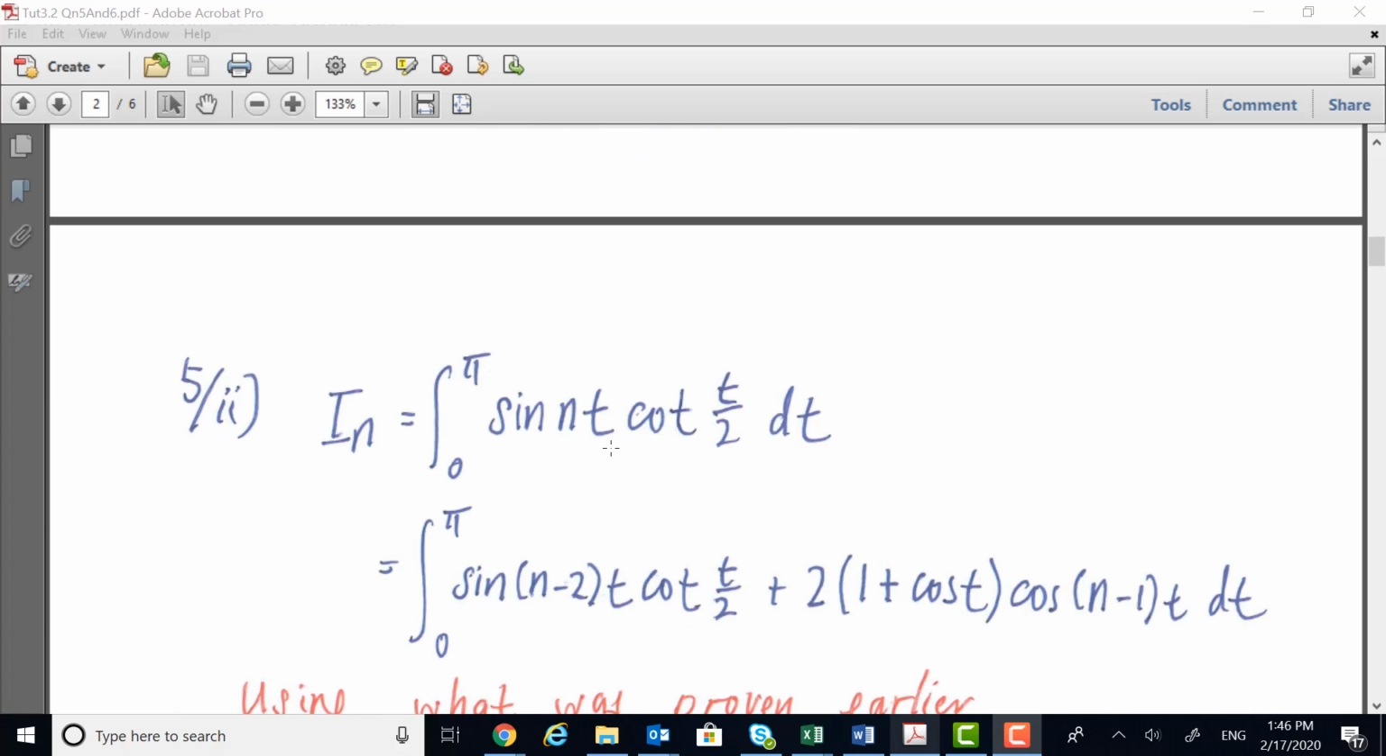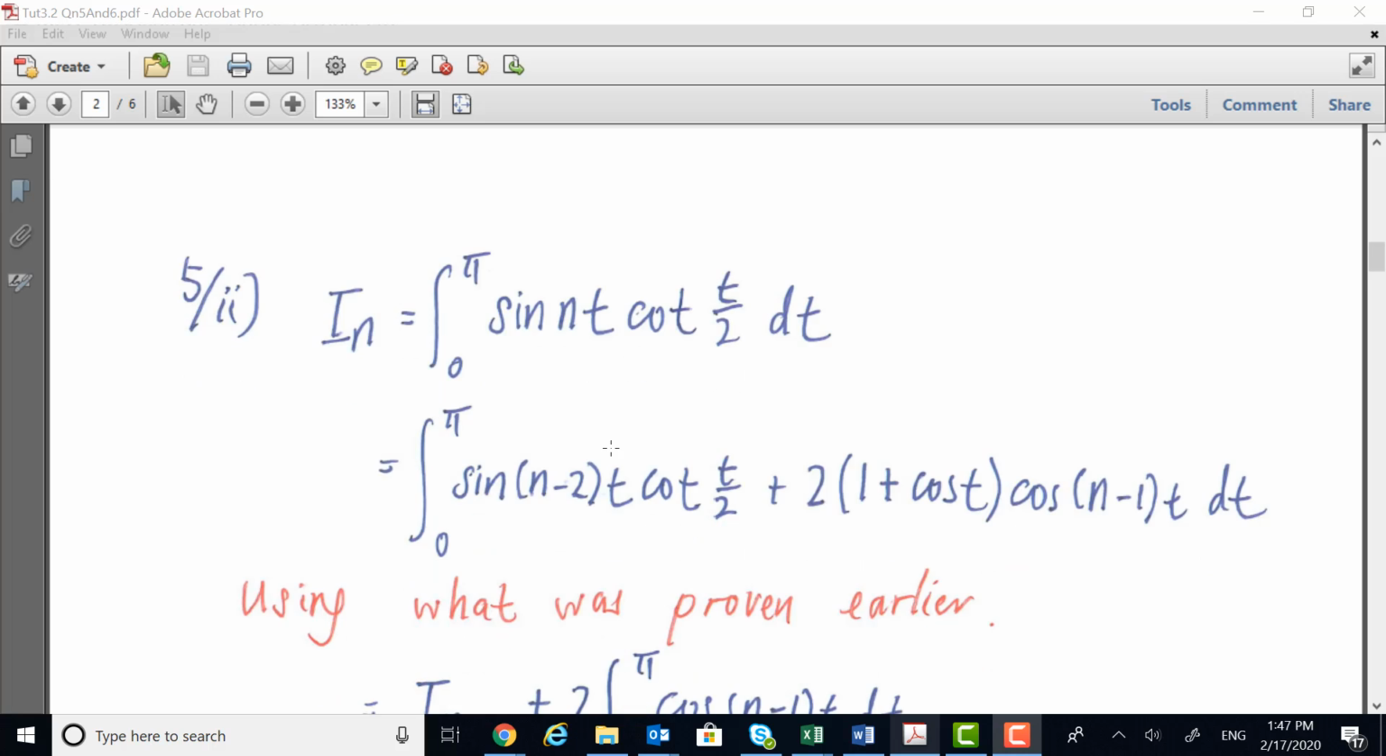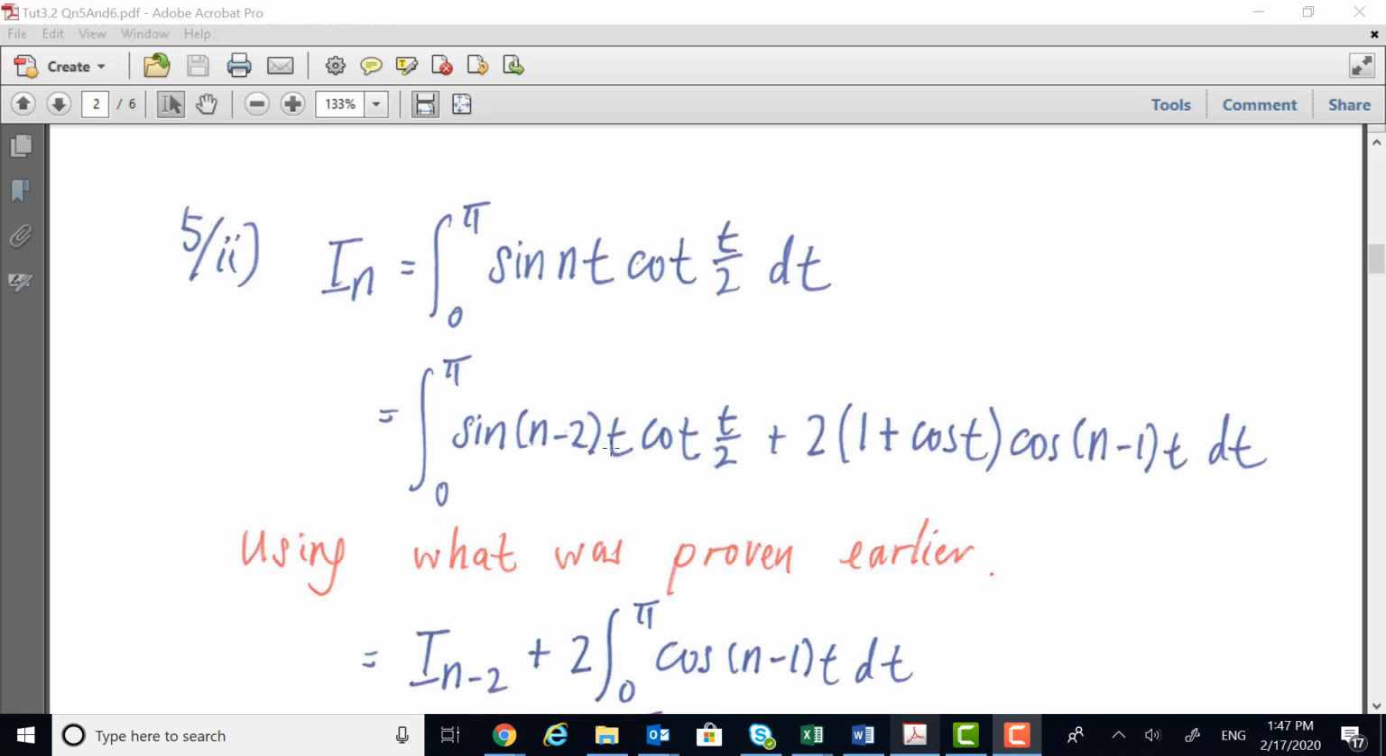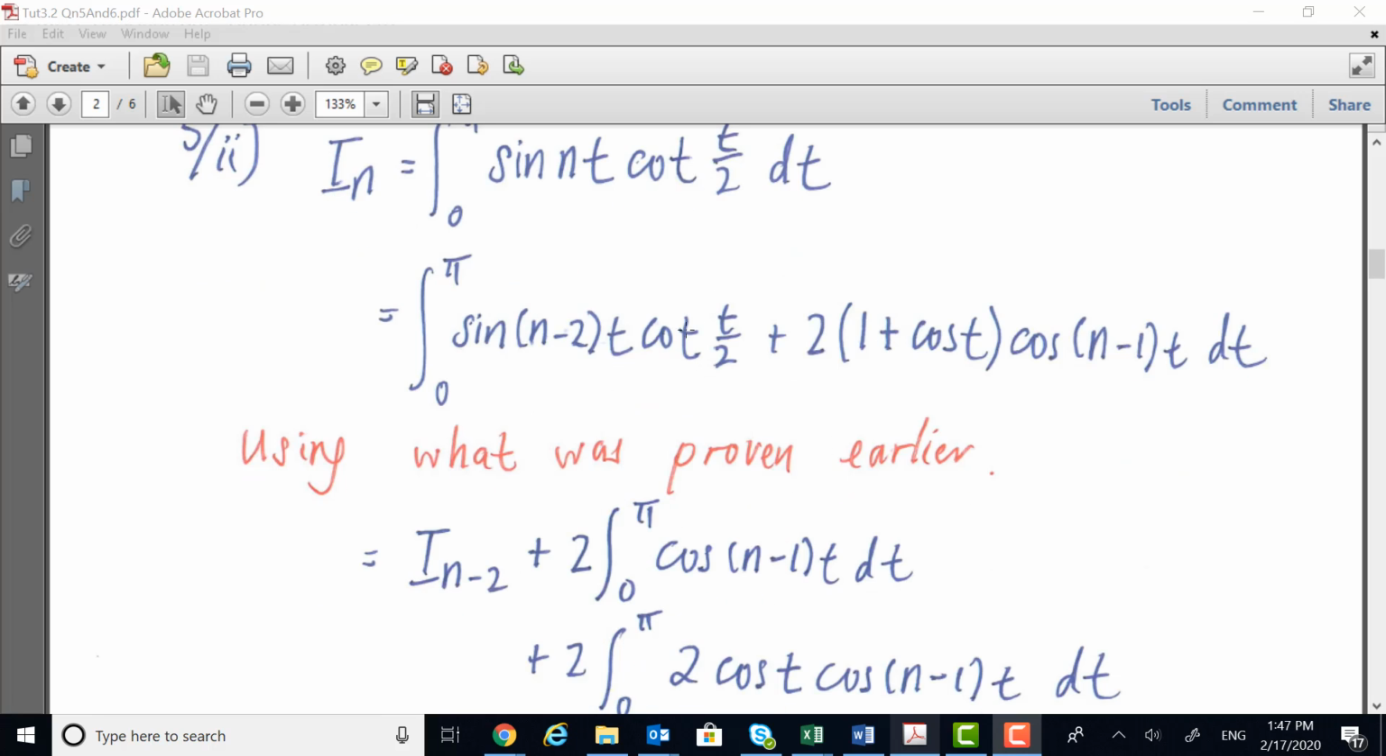In 5 part 2, we are supposed to prove the reduction formula. To prove the reduction formula, what I did was I replaced this integrand using the expression that I've proven earlier. I replaced this whole thing with that statement I've proven in part 1. You can see I've rewritten it into this form. Using what is proven in part 1, I've rewritten this integrand into this. And after this, I noticed that this is exactly my I of n minus 2.